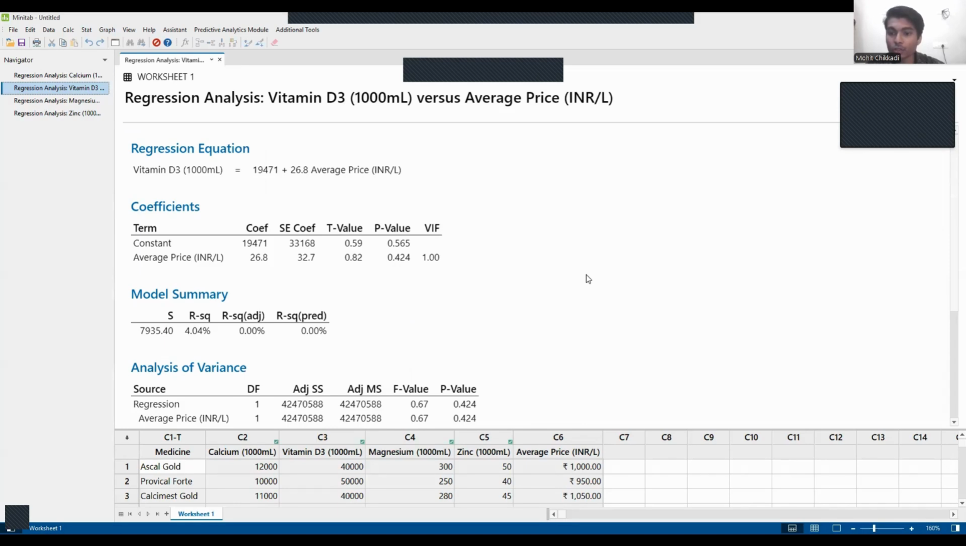The regression equation that we found here was 19471 plus 26.8 into the average price in Indian rupees per liter. Again, this suggests that theoretically the higher priced medicines would have more vitamin D3. However, similar to calcium, the R squared value is shockingly low, 4.04%, which means the price is a terrible predictor for vitamin D3 content. The p-value here is 0.424, meaning it is statistically insignificant. So we can confidently say that there is no apparent relation between the price of the medicine and the content of vitamin D3.